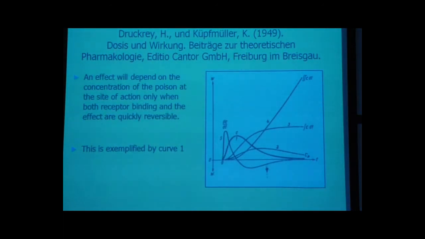An effect will depend on the concentration of the poison at the site of action only when both receptor binding and the effect are quickly reversible. That is curve 1, the concentration of the poison at the site of action.